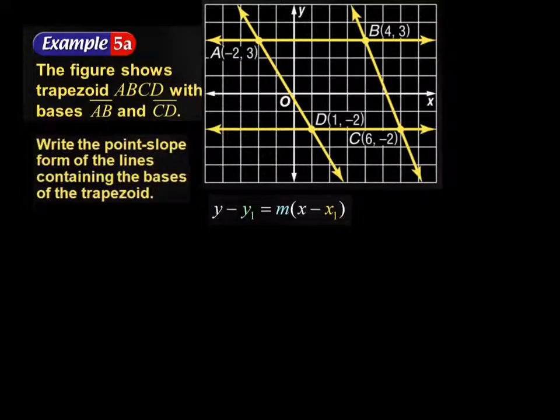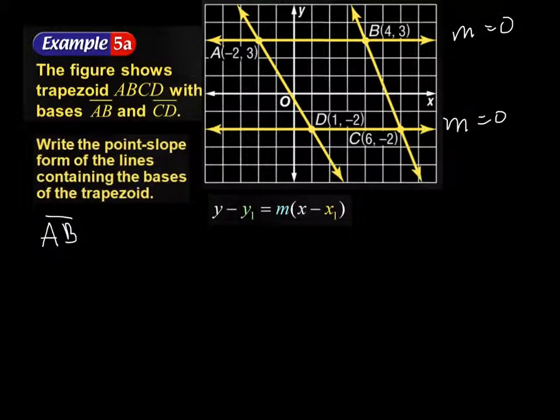For example 5, we have a figure graphed out, and it shows trapezoid ABCD with bases AB and CD. So the bases are parallel sides in a trapezoid. Write the point-slope form of the lines containing the bases of the trapezoid. Well, it happens to be that both these bases are conveniently horizontal, so the slope is going to be 0. So that makes our problem very easy.